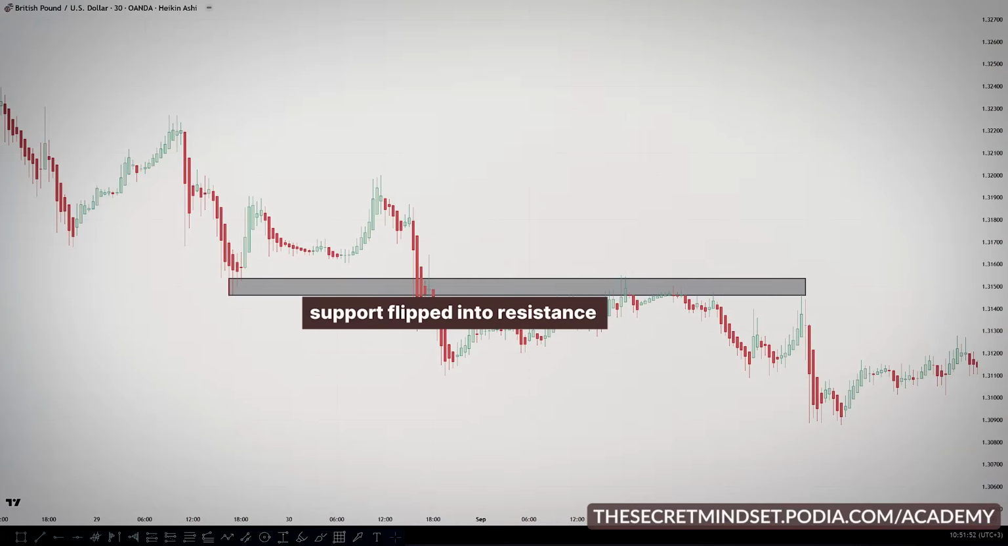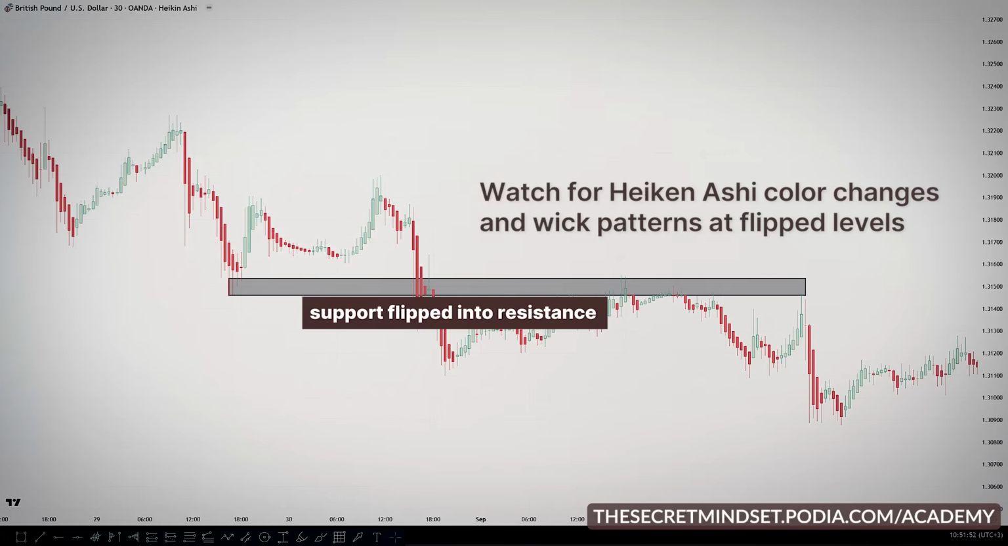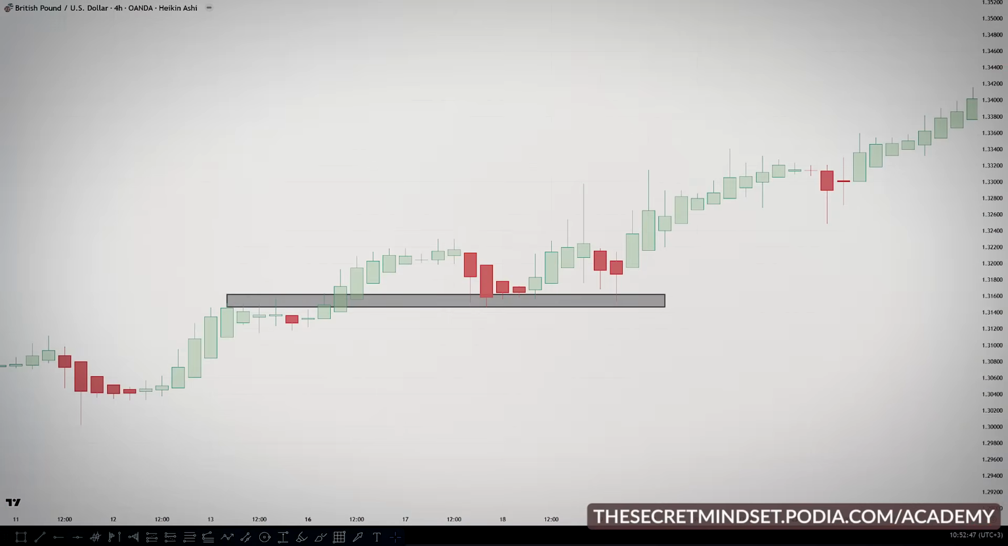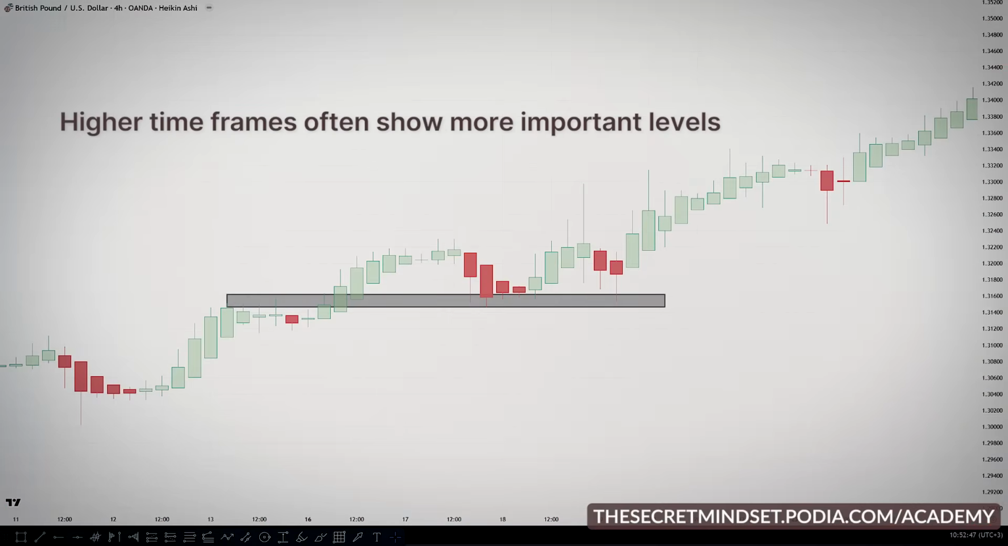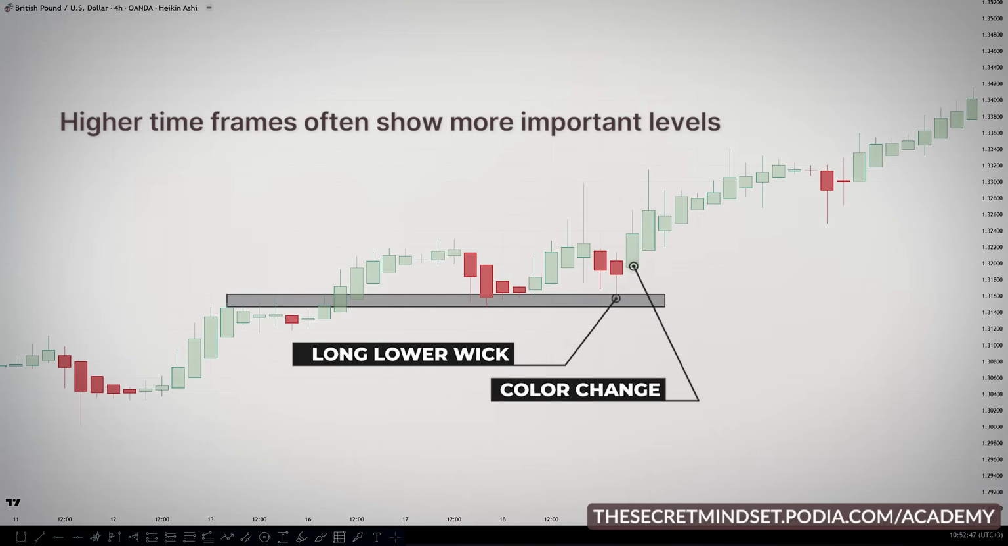Sometimes, support and resistance switch roles. Old support can become new resistance, and vice versa. Again, watch for Heikin Ashi color changes and wick patterns at these flipped levels. They can signal if the level is holding in its new role. Time frames matter when using these candles to spot key levels. Higher time frames often show more important levels. A color change with a long wick on a higher chart might be more significant.